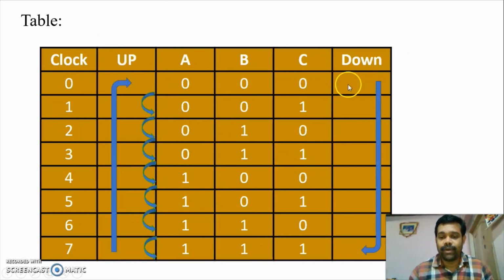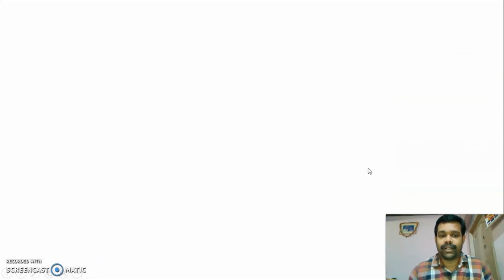If present state is 0, the next state is 7. If present state is 7, next state is 6. If present state is 6, next state is 5. If present state is 5, next state is 4. If present state is 4, next state is 3. Present state is 3, next state is 2. If present state is 2, next state is 1. If present state is 1, next state is 0. Okay, this is the down operation. Now we will see the truth table.